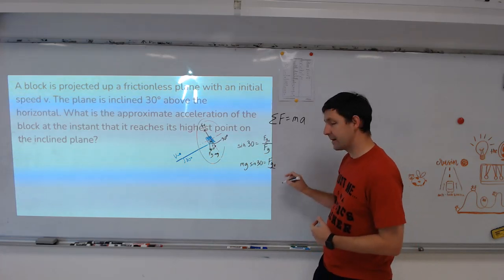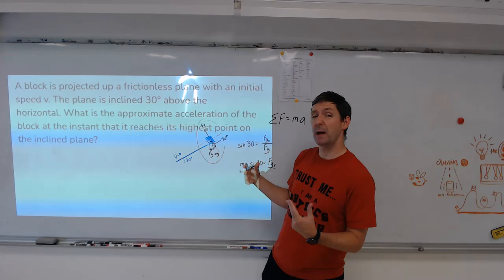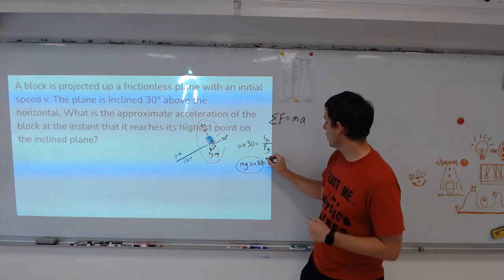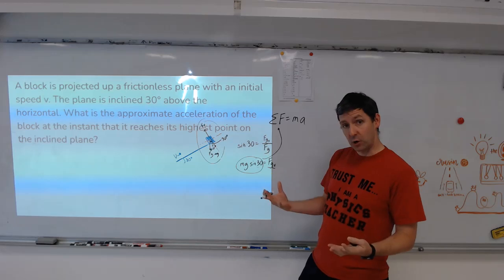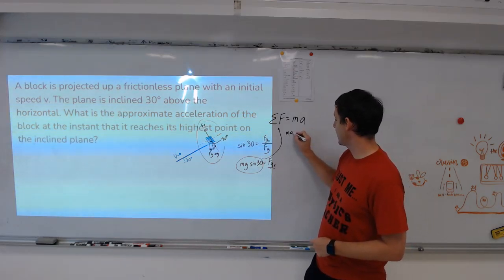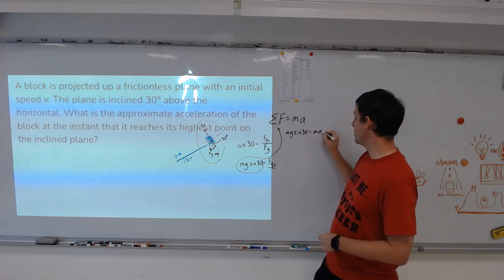Now, why is that important? Because that is the net force. All the other forces balance out. And so that horizontal force right here is going to become the net force, the sum of the forces. And so my final answer is going to be m times g sine 30 will be equal to ma.